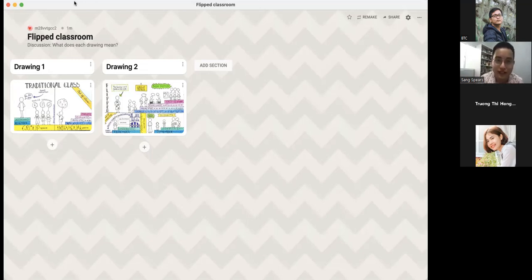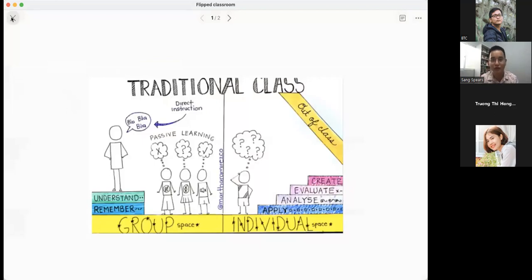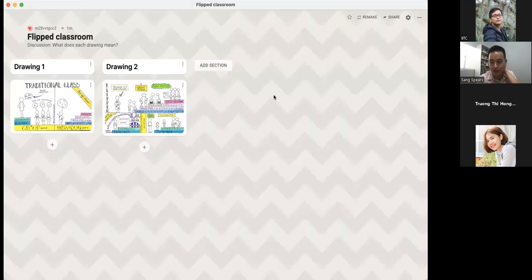Hello, are you facing any difficulty getting into the platform? Yeah, okay. I think you can zoom it out, right? When you go onto Padlet, you can click on it and it will be enlarged.